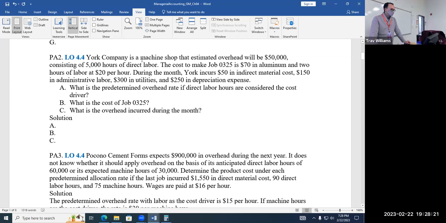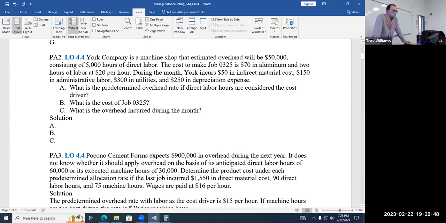For 2, this company is a machine shop. So what does a machine shop do? They work with metals typically, right? I've never worked in a machine shop, but I think they have machines that work with metal, like drill and mold and that kind of stuff. So this is a machine shop.